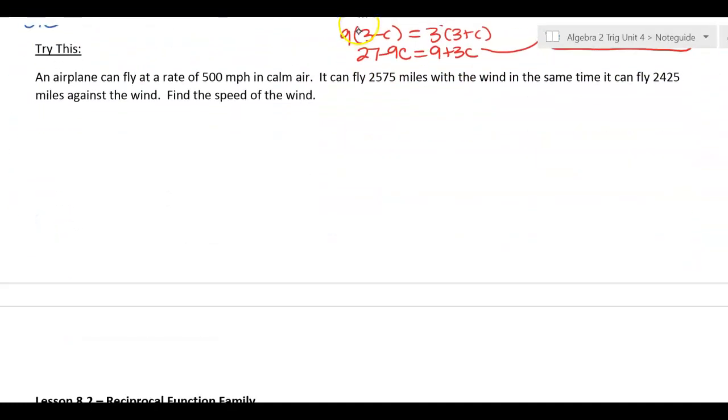So this last try says an airplane in calm air can fly at a rate of 500 miles per hour. It can fly 2,575 miles with the wind in the same time that it can fly 2,425 miles against the wind. So our two scenarios here where the rate changes is when the airplane's with the wind, because it's the airplane's rate plus the wind, versus when it's against the wind. Just like the current, that would slow the airplane down, so it would be the airplane's rate minus the wind.